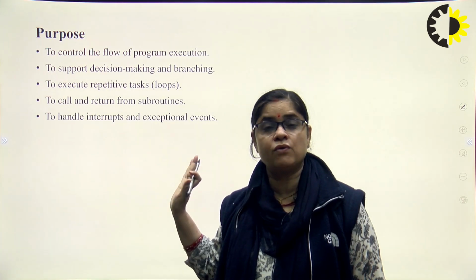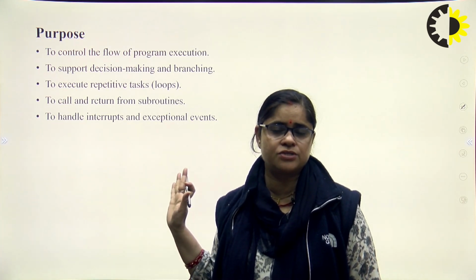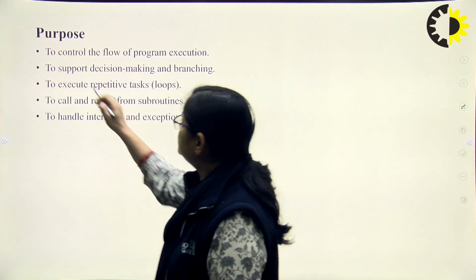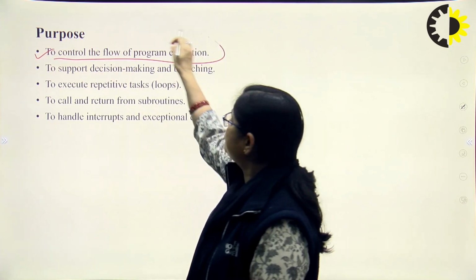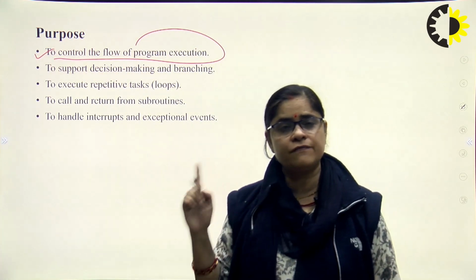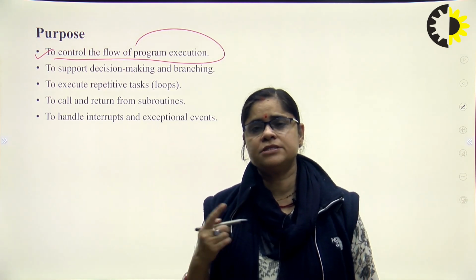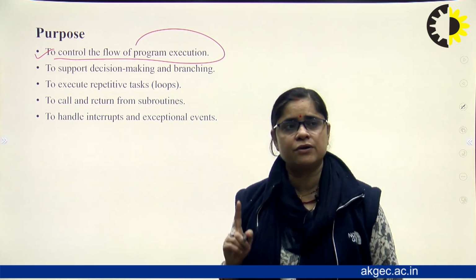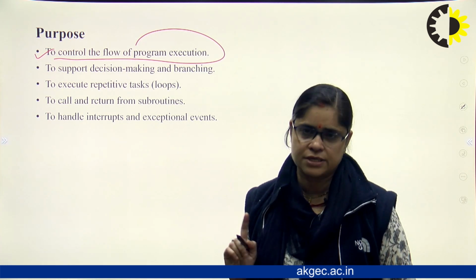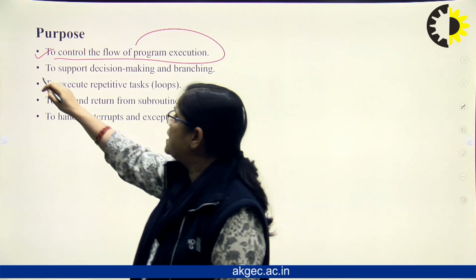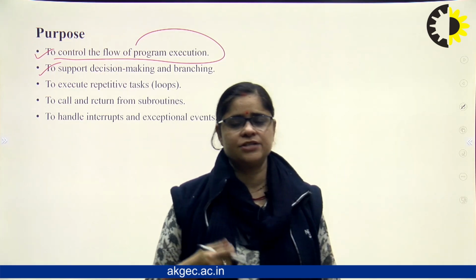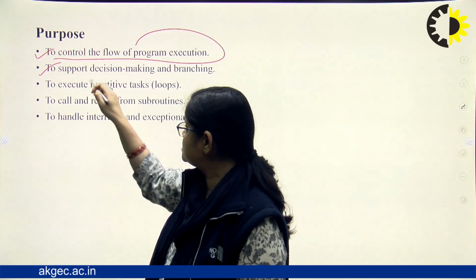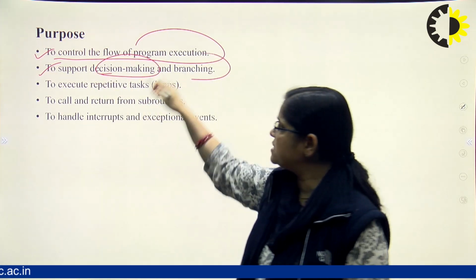Now, if we understand what a program control instruction is, then we should also know its purpose. By the definition we are clear that it controls the flow of program execution, because the normal sequential flow of the program has been changed. That is why, in short, we use it to control the flow of program execution, right? Second, with its help we can jump or call subroutines, so it supports decision making and branching in the program.